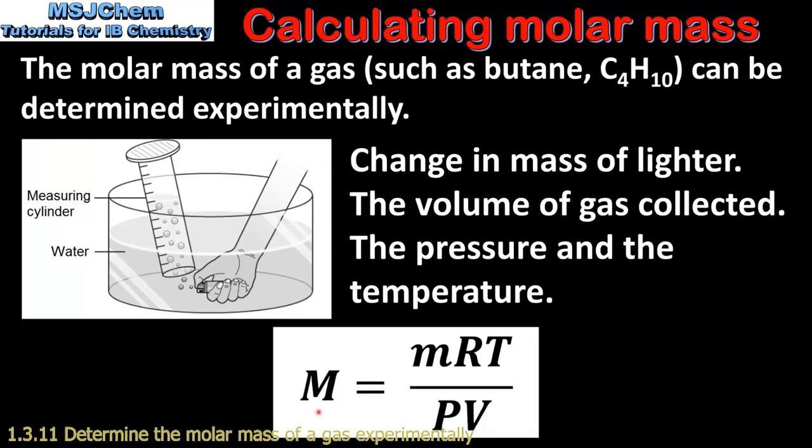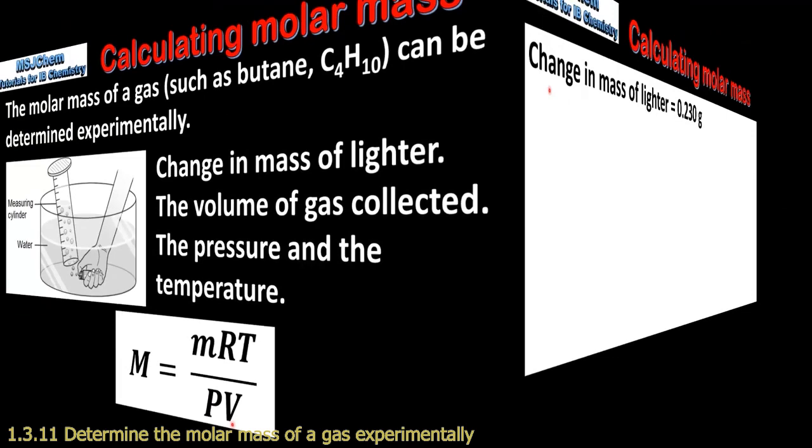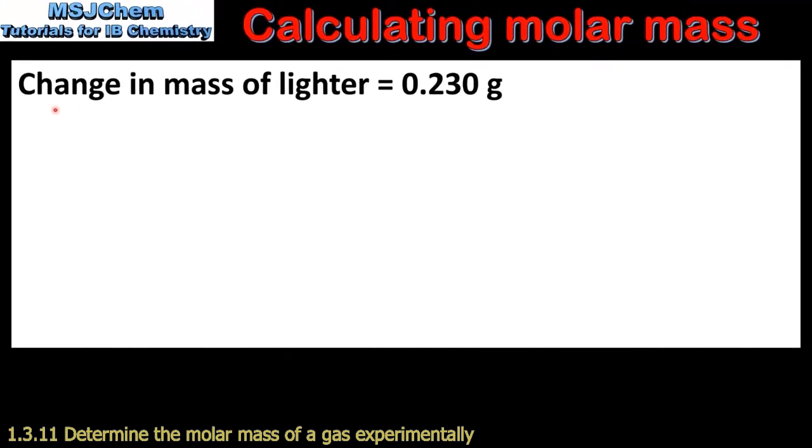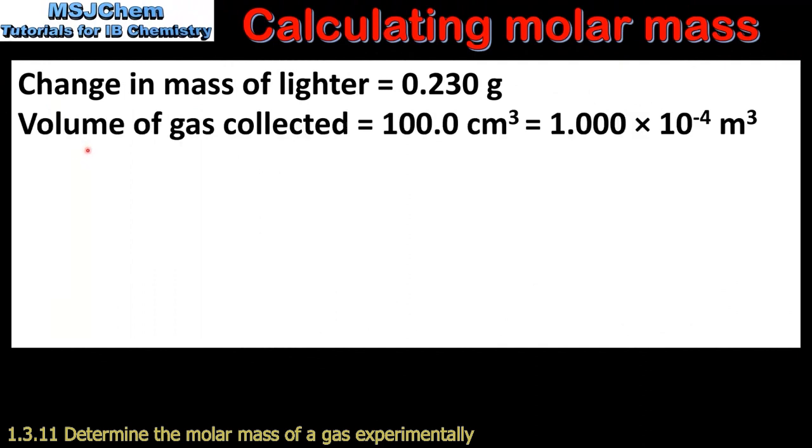We then use this equation to calculate the molar mass of the gas, which is mass times the universal gas constant times the temperature in Kelvin divided by the pressure multiplied by the volume. So we start with a change in mass of the lighter, which is 0.230 grams. We then have the volume of gas collected, which is 100.0 centimeters cubed. Note we need to convert this to meters cubed to use the ideal gas equation.